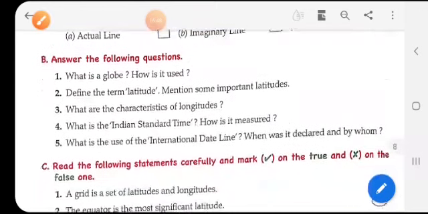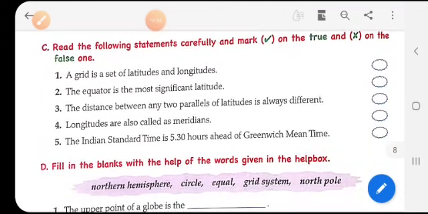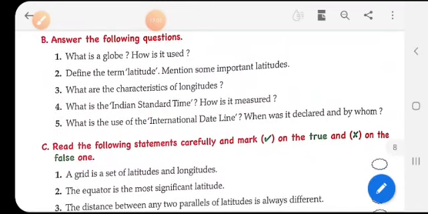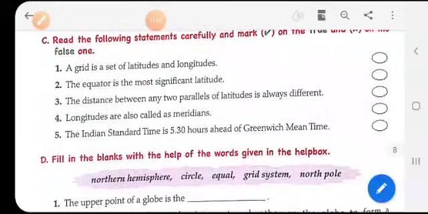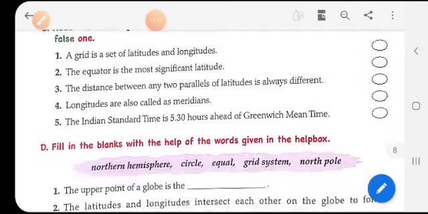Well, we have done it correctly. Now, we'll move to the next exercise, the next questions. We'll leave the question-answer part because this will be done by you. Find all the answers to it, and then we'll give you all the work. Now read the following statements carefully and mark a tick on the true and a cross on the false one. Let's see what it is.